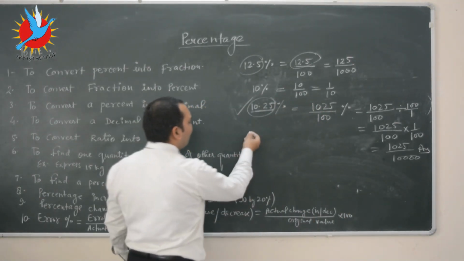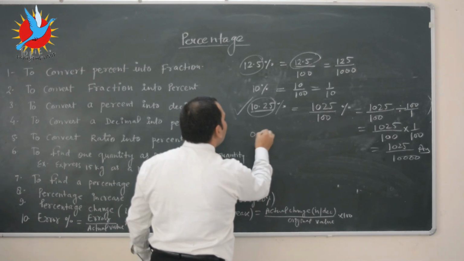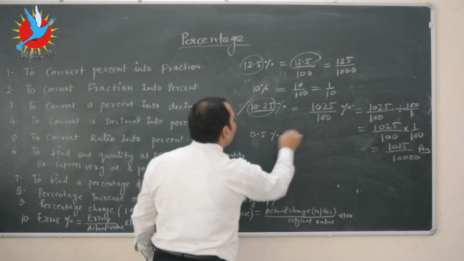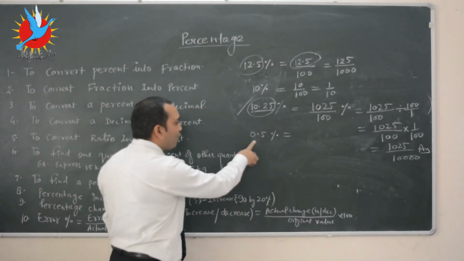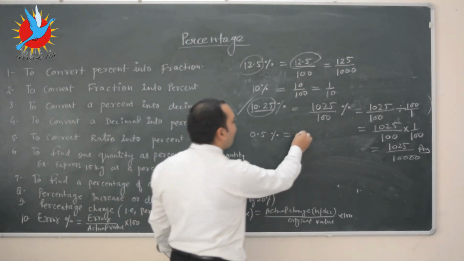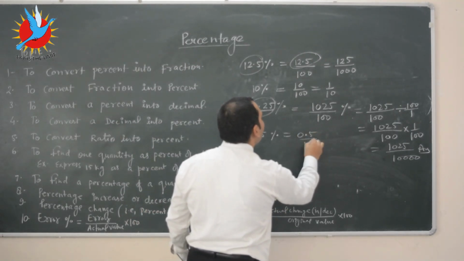What is 0.5% in fraction form? So 0.5% means 0.5 upon 100.